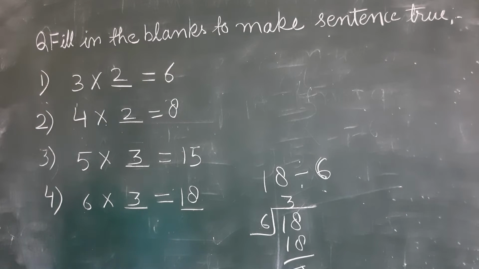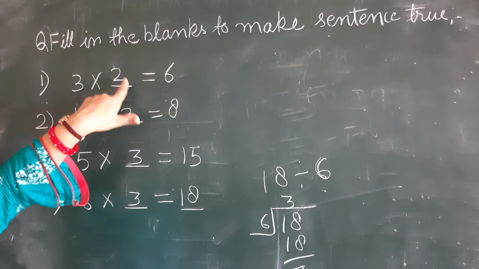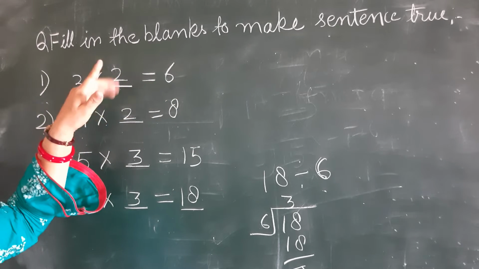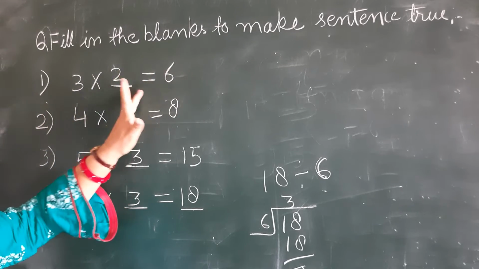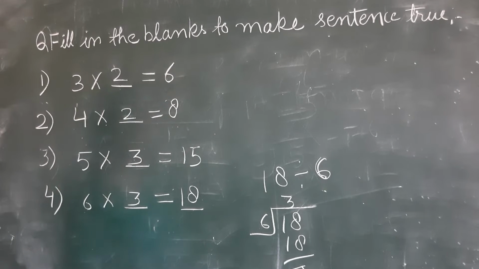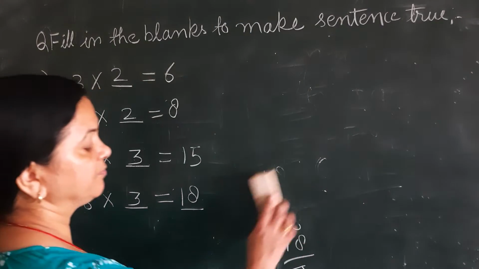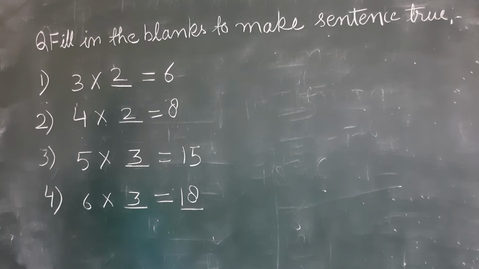Okay students, in this way we have to make the sentence true. It means we have to find the digit such that the product of the two is equal to this side. I will do some more sums so that you can do the homework yourself. Okay students, first try to understand this. This is very simple and very easy.